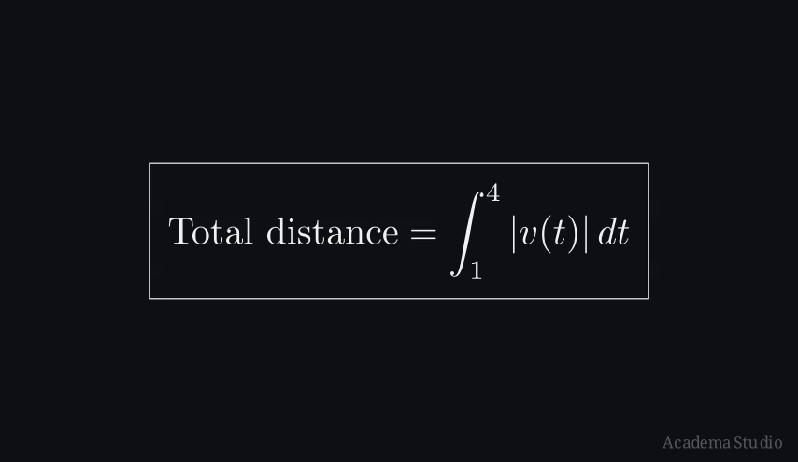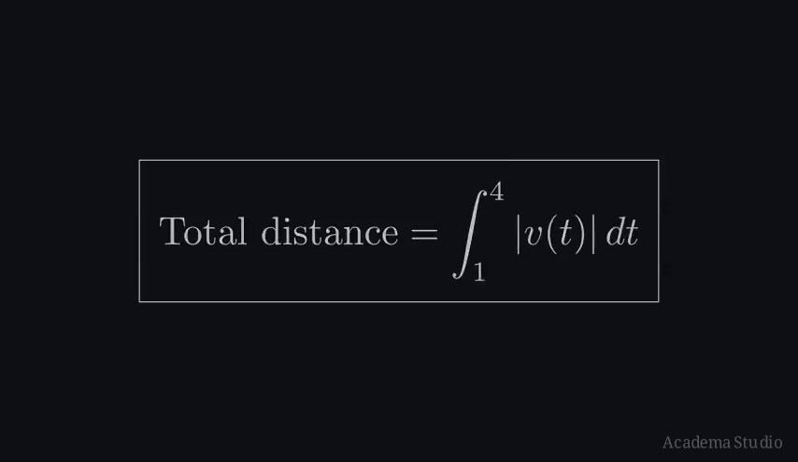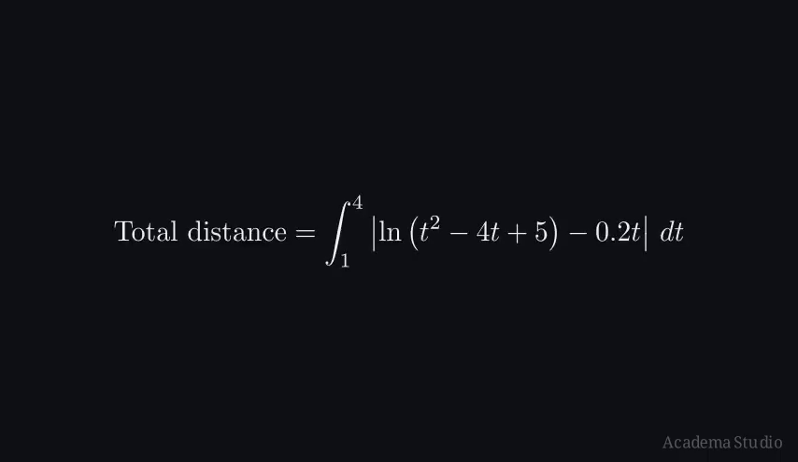The most direct calculator setup is the integral of the absolute value of velocity. Total distance equals the integral from 1 to 4 of the absolute value of natural log of t squared minus 4t plus 5, minus 0.2t, dt.